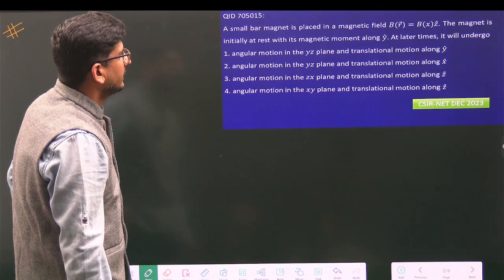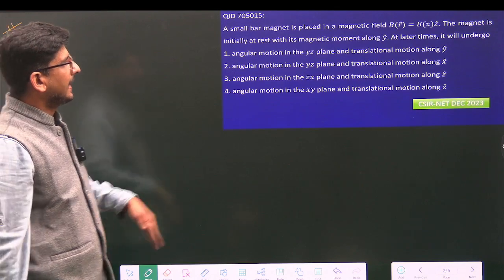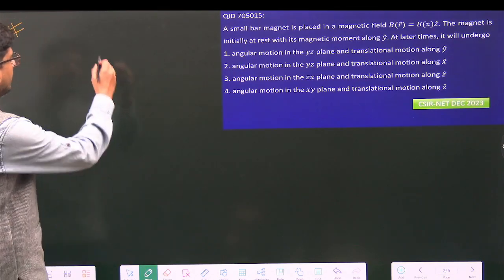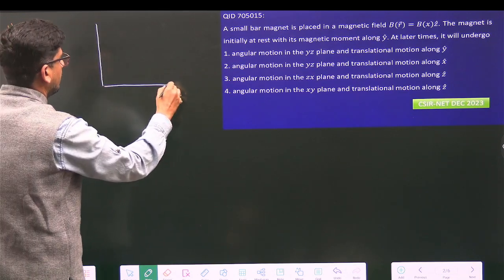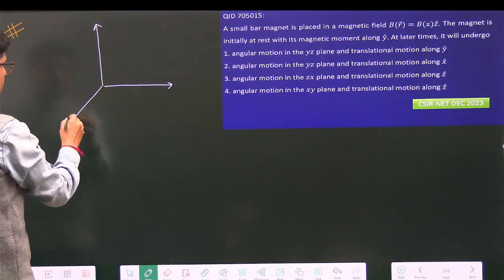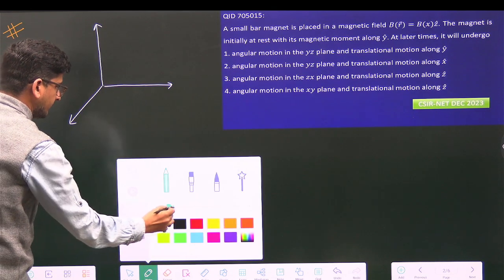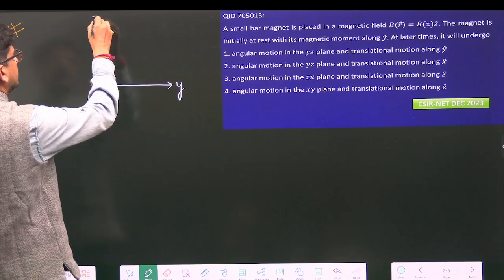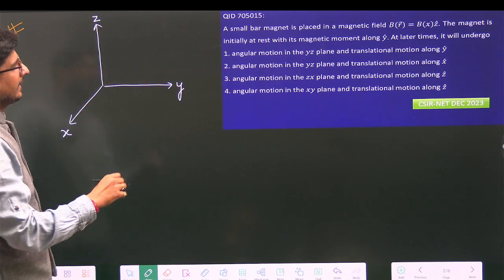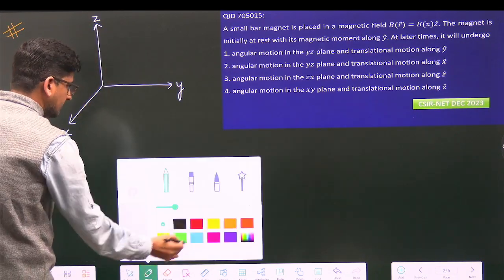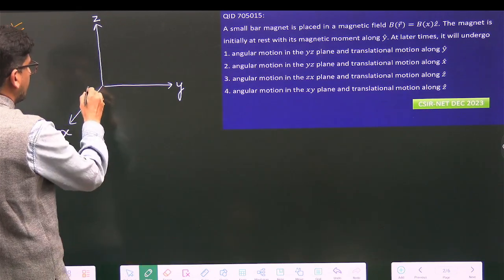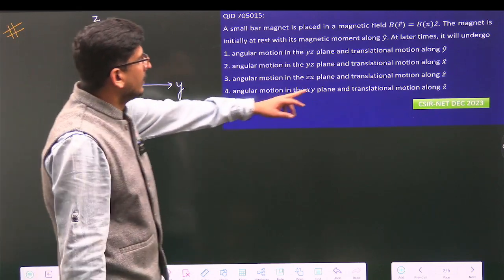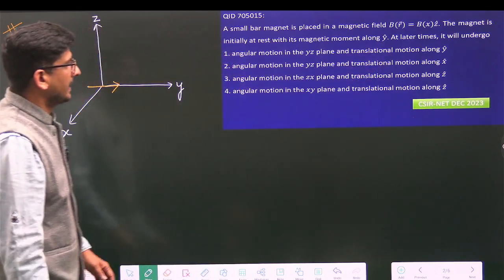So this is a question in which a magnetic dipole is there and it is along the y cap direction. So let me draw the coordinates. So this is x, y and z axis. So a magnetic dipole is kept like this. So suppose I take a magnetic dipole, it is kept like this in the y cap direction, along the y cap direction.